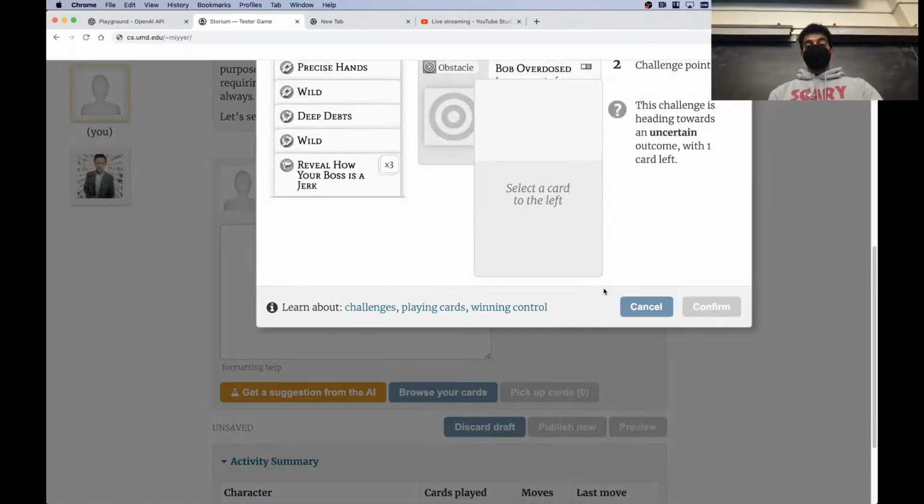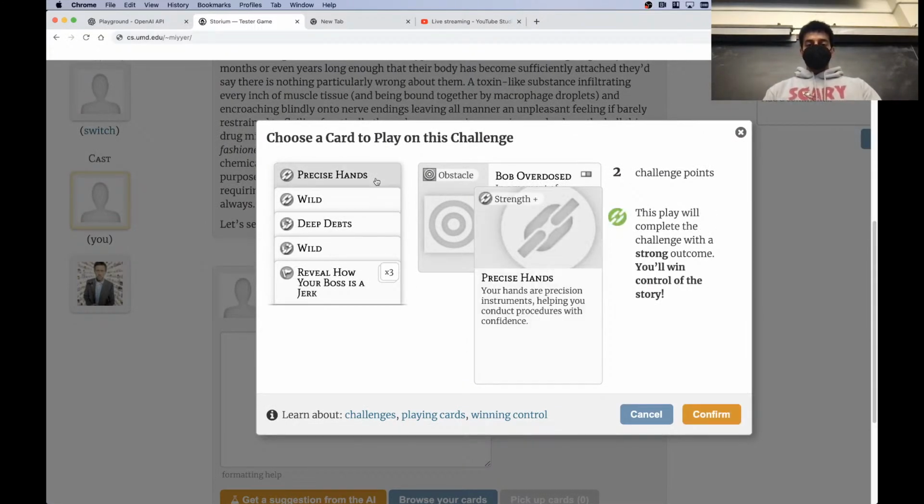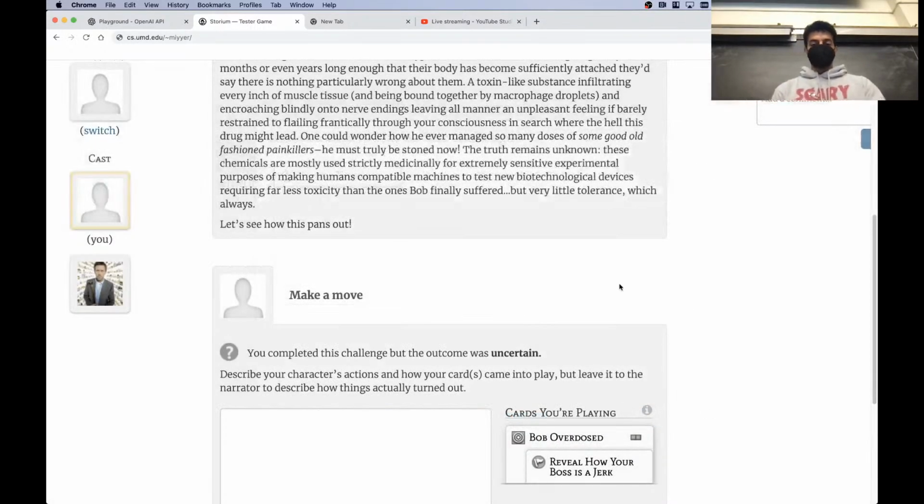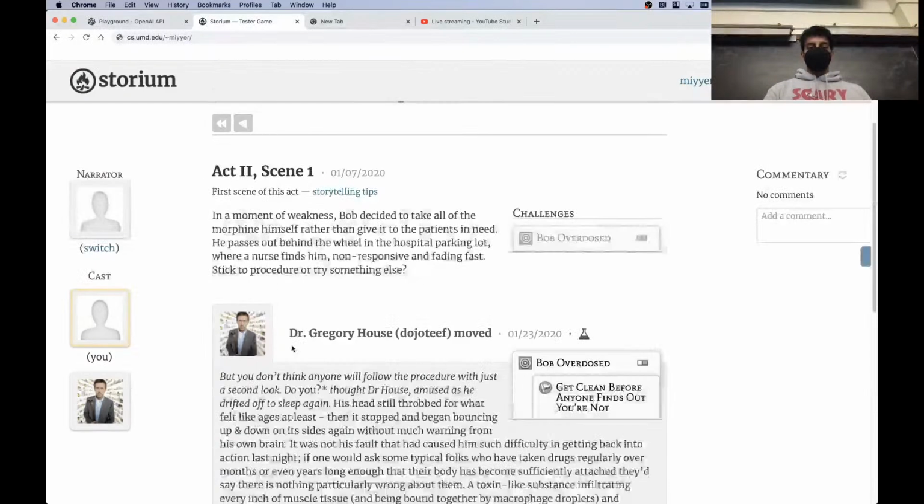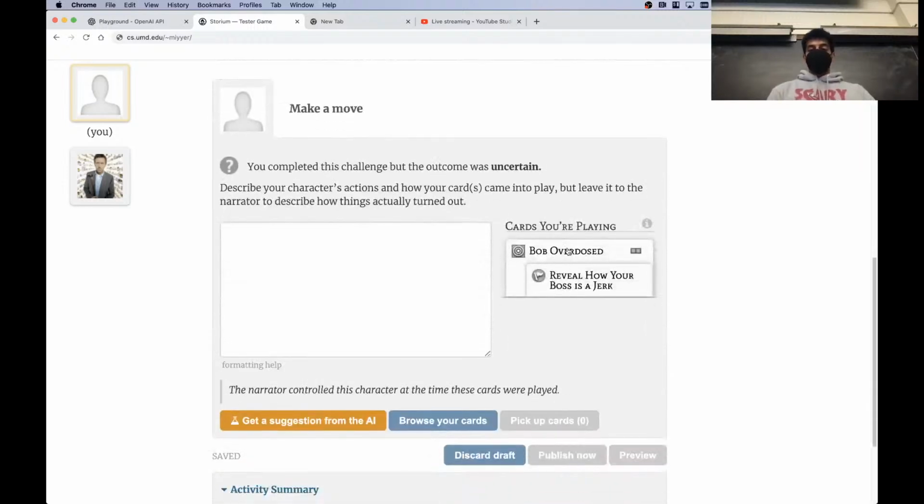And so I select this. And now I can select one of my attributes as Bob. So I have precise hands. I don't know if that will help me survive this. I have a deep debt. Reveal how your boss is a jerk. Okay, why don't I select this? I don't know how this will help me. Okay, so now I can click this button, which sends all of this stuff that has already been written in the story, as well as these current choices of what the goal is and what attribute I'm trying to use to address this.